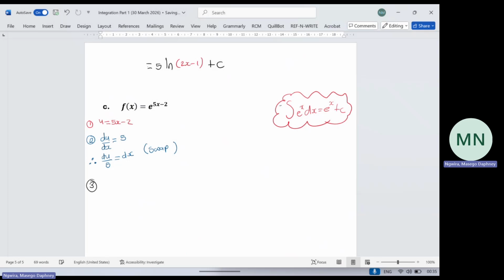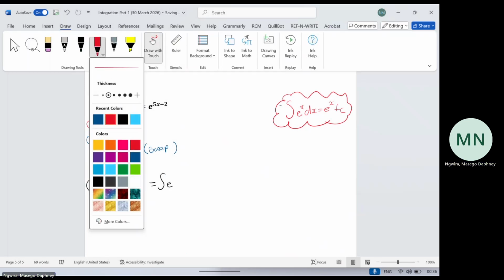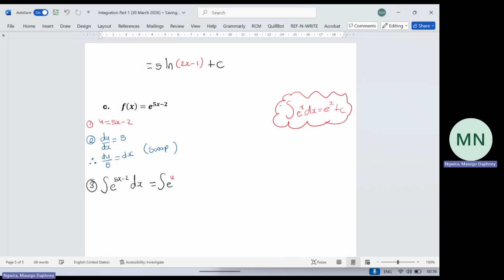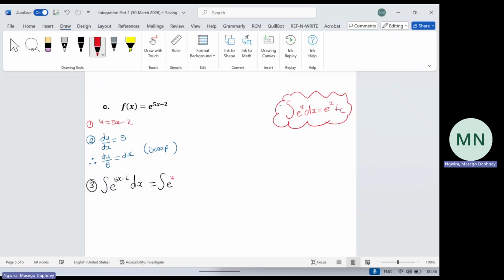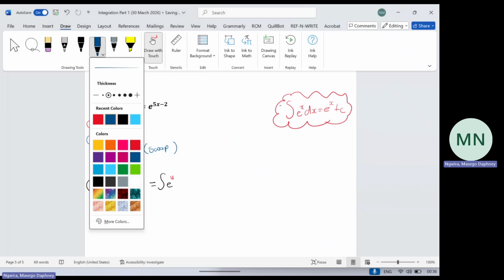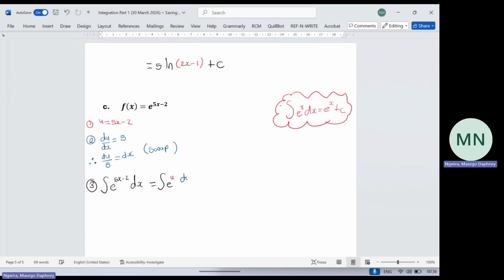So step number 3, I'm going to integrate my original function, the integral of e to the power of 5x minus 2 dx. Now we change. We said that 5x minus 2 is u, so this will be the integral of e to the power of u, and then we said dx must be du over 5. So dx becomes du over 5. Let me just use a bracket.